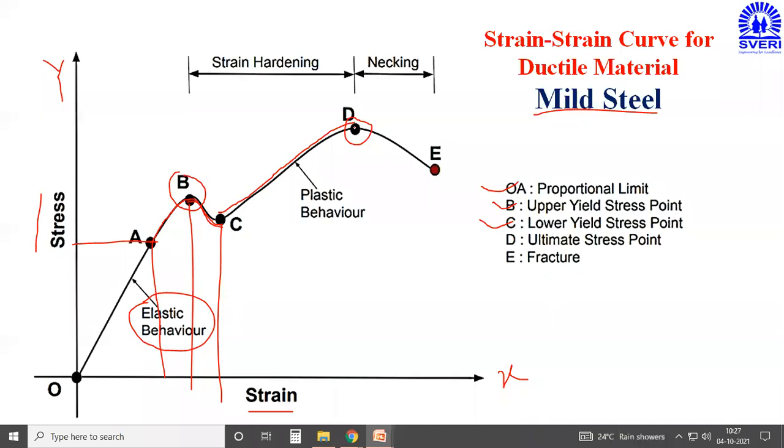Okay, they are looking like an inclined line. The portion CD is looking like an inclined line, but they are not directly proportional to each other. This portion CD will be considered as plastic behavior. That means in this portion, if I release the force, the body does not regain its original position. The body remains in the deformed position, and there is a neck formation taking place at point D.